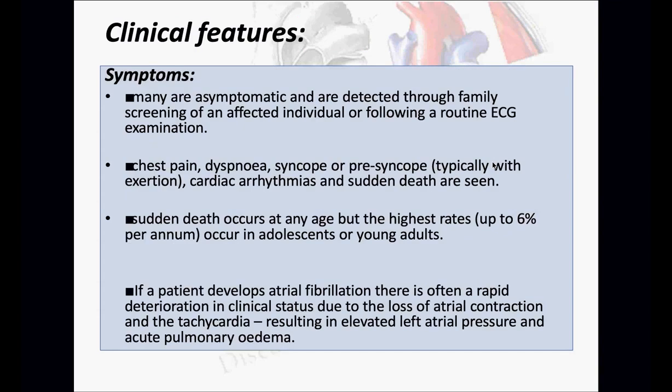Next slide. Clinical presentation of hypertrophic cardiomyopathy may be asymptomatic and detected through family screening of the affected individual or following routine ECG examination. Patients may present with chest pain, shortness of breath, syncope, pre-syncope, especially exertional syncope, and even cardiac arrhythmia and sudden cardiac death, especially in the athlete or sportsman.